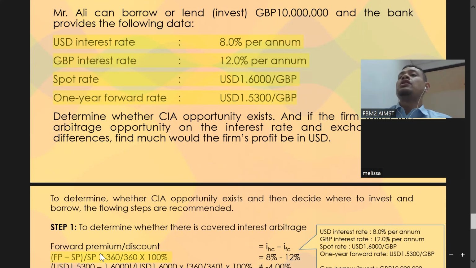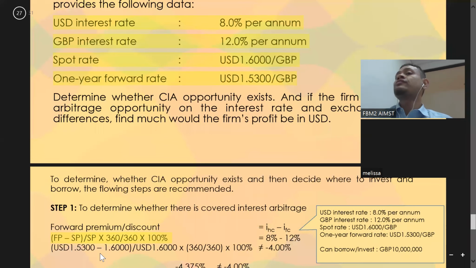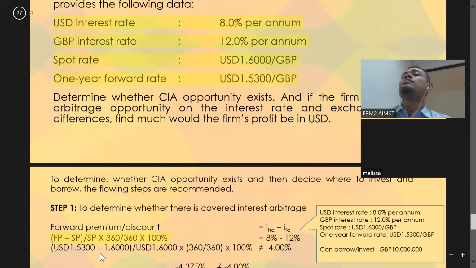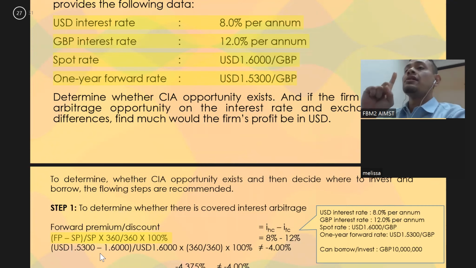So please remember, you want to identify which one is the foreign currency and which one is the home currency. You need to identify that the left one is always the home currency. Another way to know is which one is 1, let's say 1 British pound.